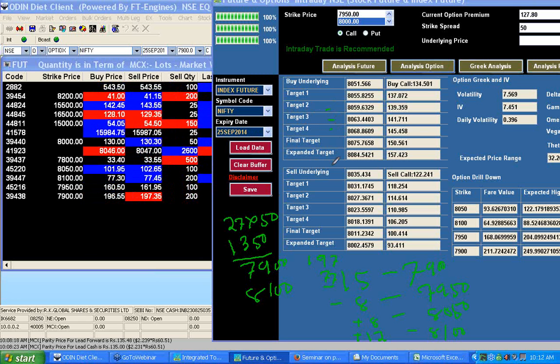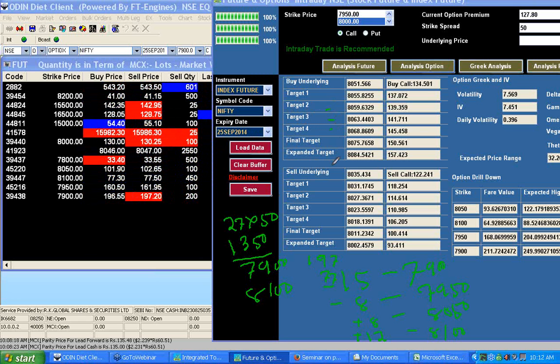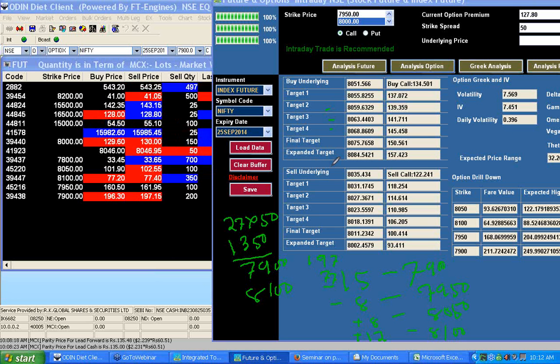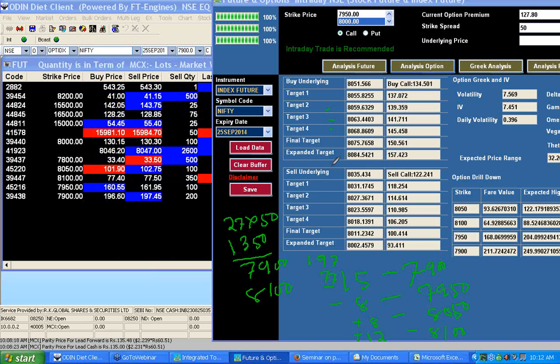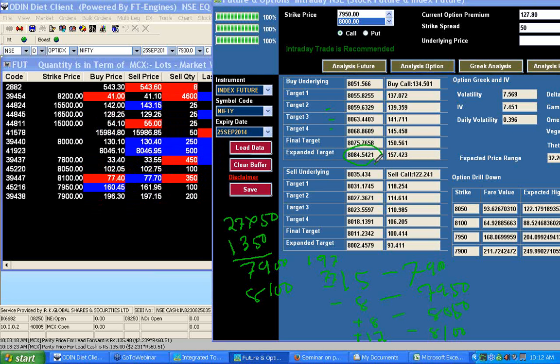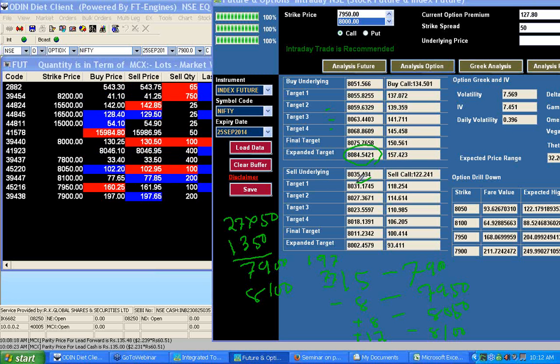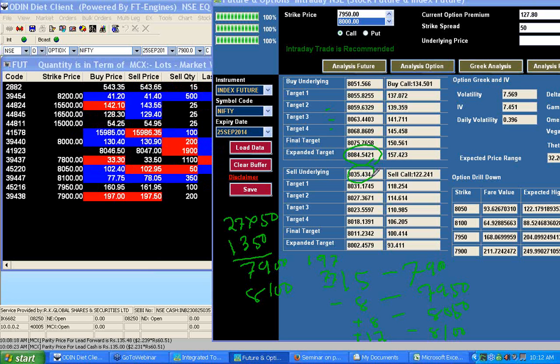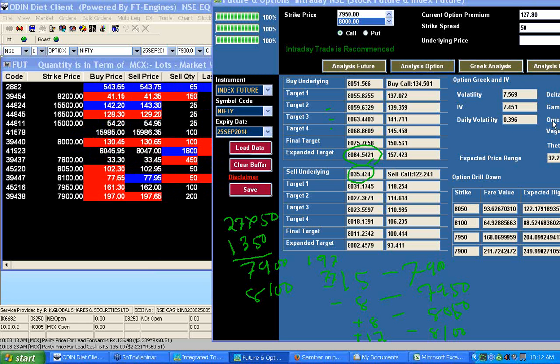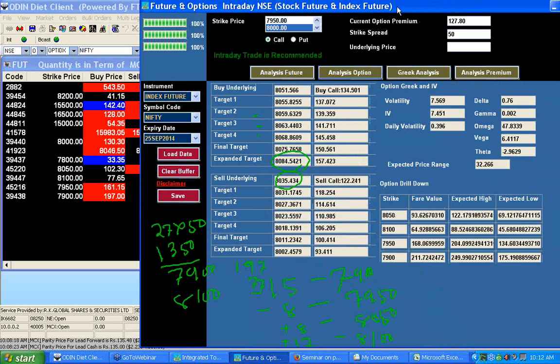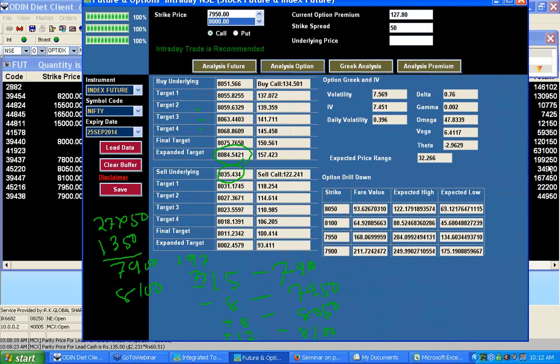But one thing, be sure, this 1,350 you may not get in totality. You may not get 100% of 1,350; you may get part of that. So if Nifty manages above 8084, then maximum you can get 1,350, and if it is falling to the 8035 level, then you need to close this trade and come out from this. And I have just also given here the expected high and expected low.